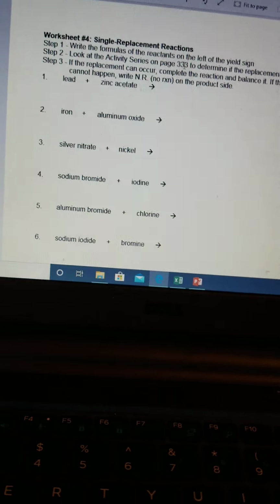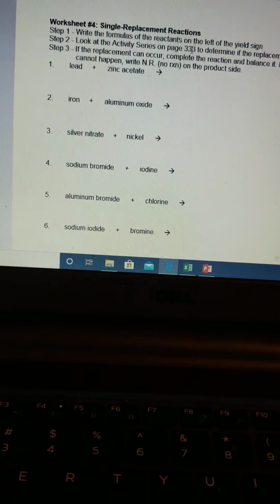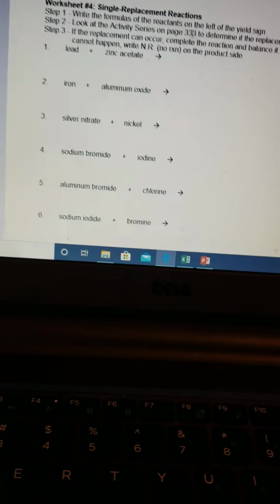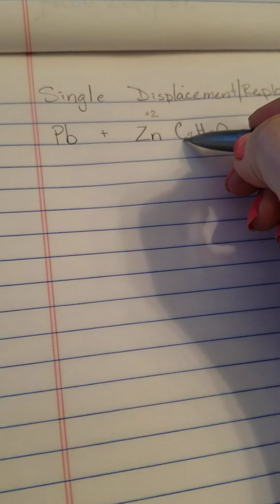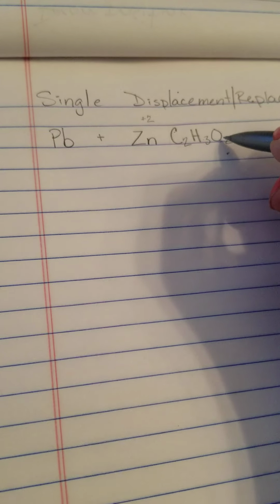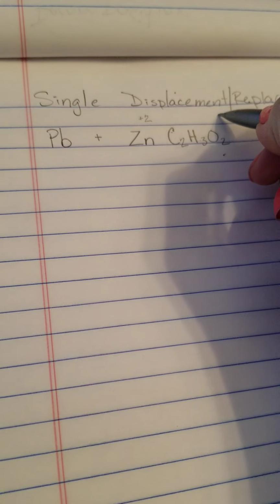So the first one we're going to do is lead. Lead, the symbol is Pb, plus zinc acetate. Zinc obviously is Zn. You're checking the back since it's a transition metal to see its charge. Its charge is +2. Acetate, you're checking that on the back of your periodic table because it's a polyatomic ion, C2H3O2. It has a -1 charge, so swap and drop.